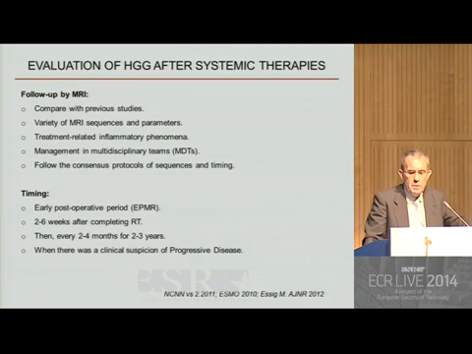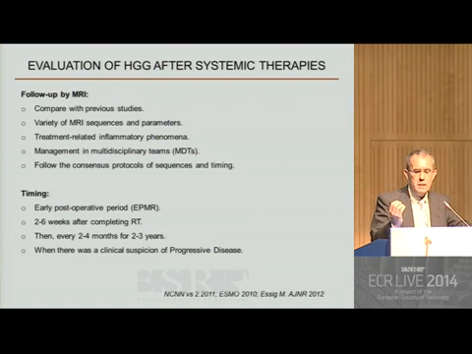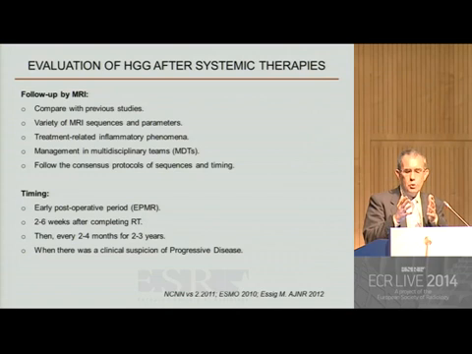So the recommendation to know what's happening to the tumor is to manage these tumors in multidisciplinary neuro-oncologic teams, including the neurosurgeon, the medical oncologist, the radiotherapist, the pathologist, and also the radiologist. And the radiologists must play a very relevant role in these multidisciplinary teams. Additionally, in these very heterogeneous tumors, we must be very homogeneous, and we must follow the consensus protocols of sequences and timing to be able to adapt each pattern of response to a known pattern.